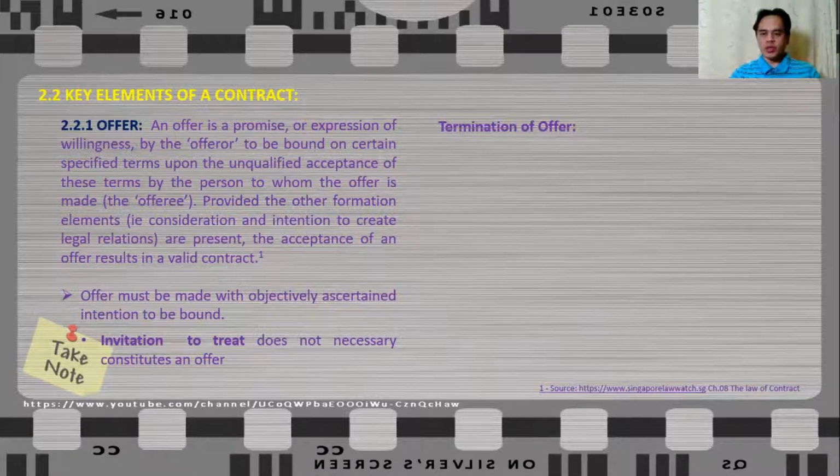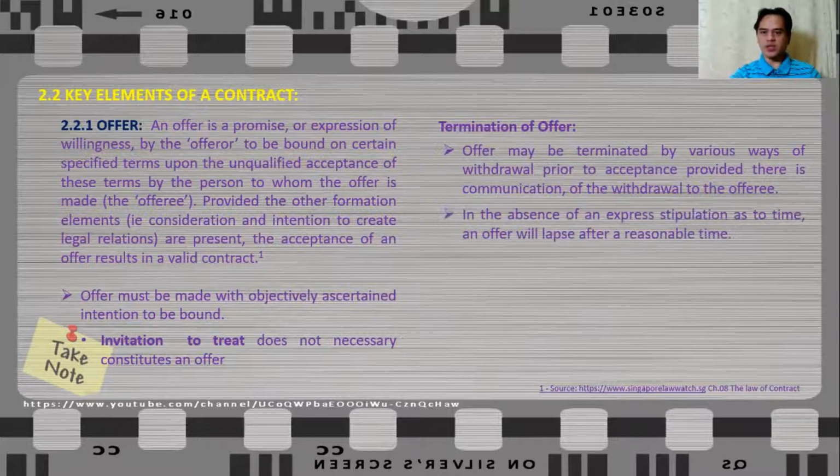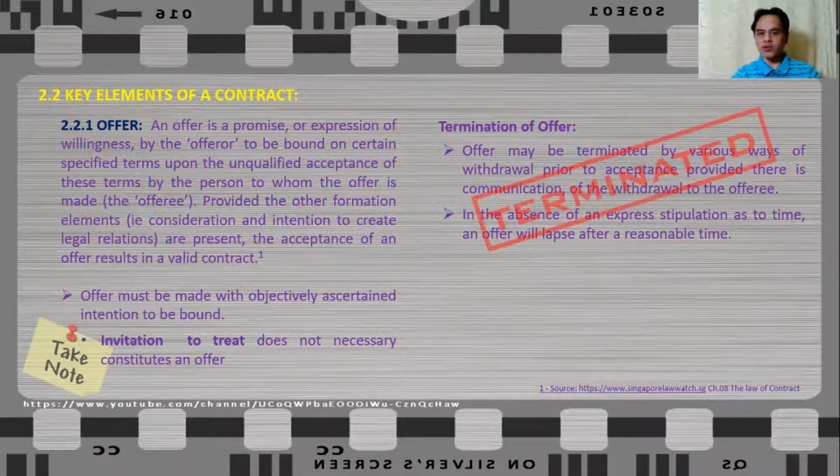When the offeror no longer wants to proceed with the offer, he can terminate the offer. So the offer may be terminated by various ways of withdrawal prior to acceptance, provided there is a communication of the withdrawal to the offeree. Also, in the absence of an express stipulation as to time, an offer will lapse after a reasonable time. So if you notice during the tender, the tenderer always puts the tender validity period. And if the tender validity period expires before you award the tender, then the offer may be considered as terminated. That is why, if you are the one handling the tender and you need more time, you have to request the tenderer to extend the validity of its tender offer. So these are only a few of the ways that the offer can be terminated.